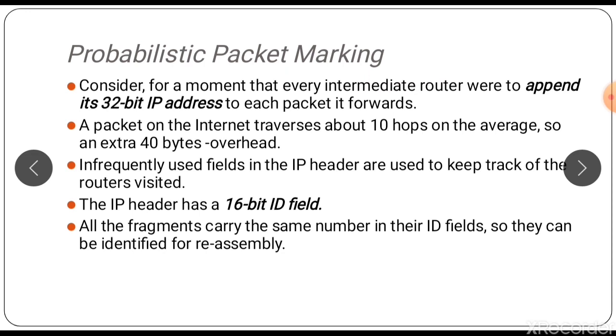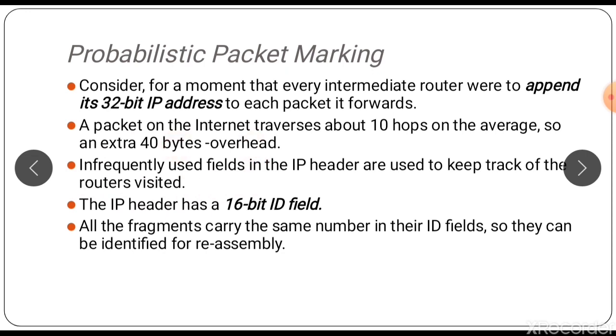A packet on the internet, on average, travels 10 hops. So in total we need an additional 40 bytes to keep track of the path from source to destination. Usually this is unacceptable because it becomes a per-packet overhead. So instead, existing but infrequently used fields in the IP header are used to keep track of the routers visited.